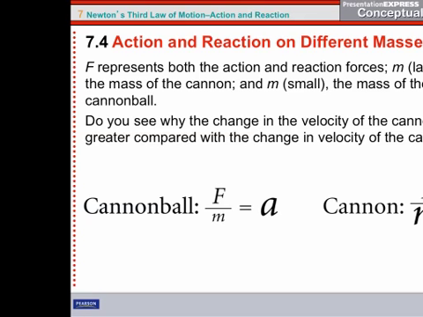So if we're comparing these, we've got the cannonball and the cannon, and notice that on both of them, the force is the same size. So they're equal. But the mass of the cannonball is the little m, so it's small. And the mass of the cannon is a big M, so it's big. Therefore, the cannonball gets big acceleration, big A, and the cannon gets small acceleration, little a.